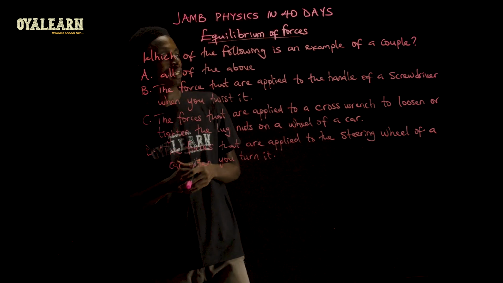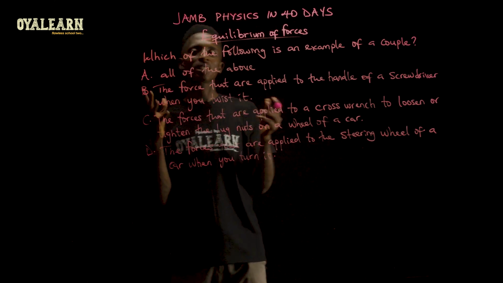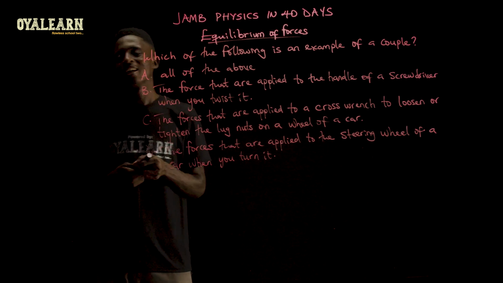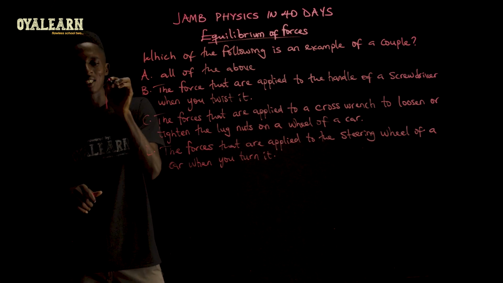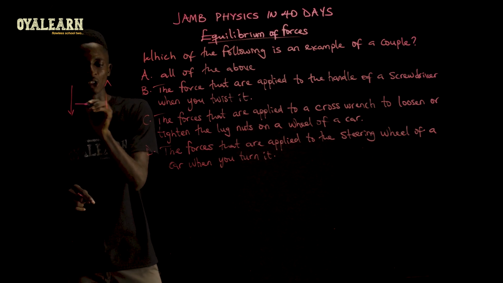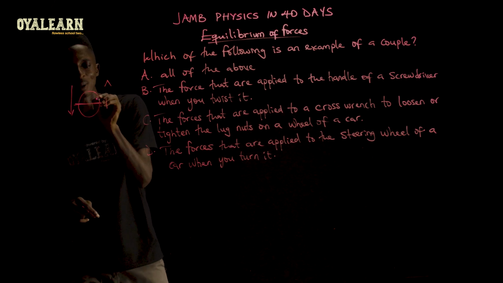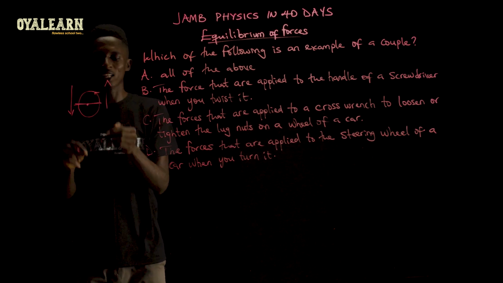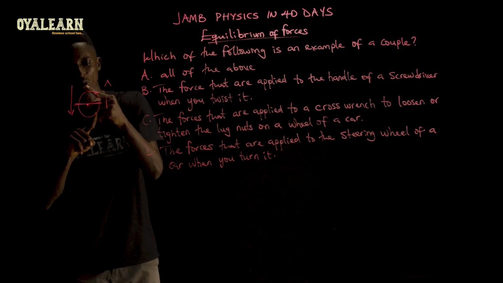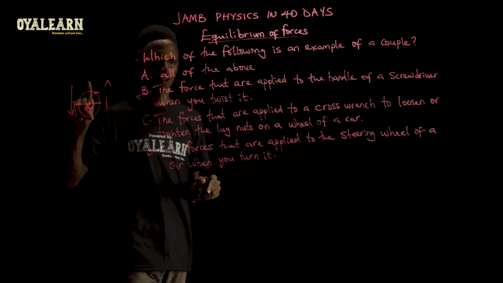Which of the following is an example of a couple? Now, when we say a couple, we're not looking at a husband and a wife. In physics, a couple has to do with two forces that are in opposite directions, but they cause an object to rotate about its pivot point. So you apply two equal and opposite forces at two ends, and it will begin to rotate about this central axis. That is what is called a couple.